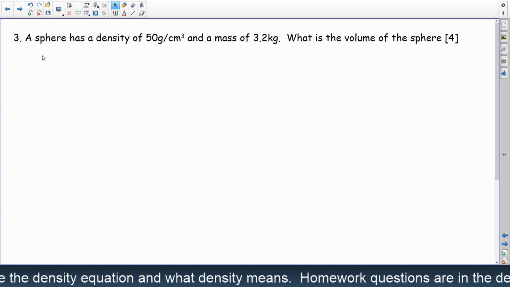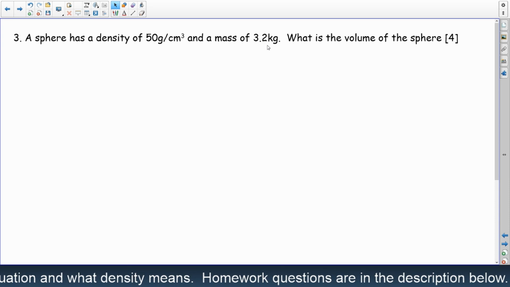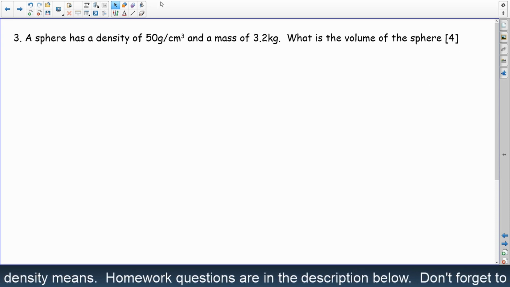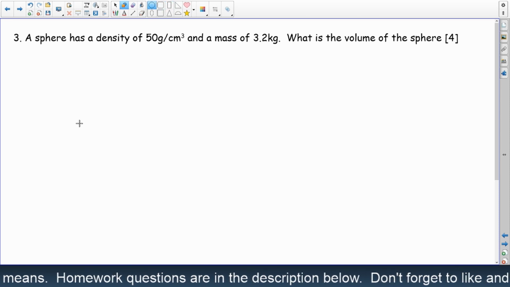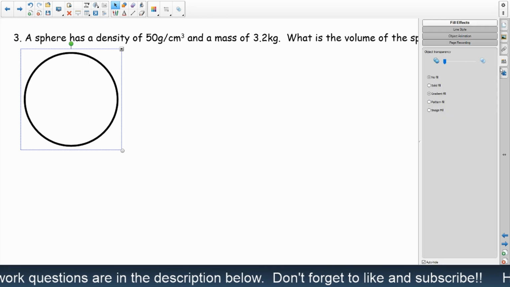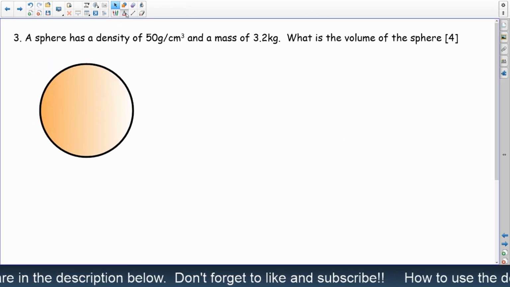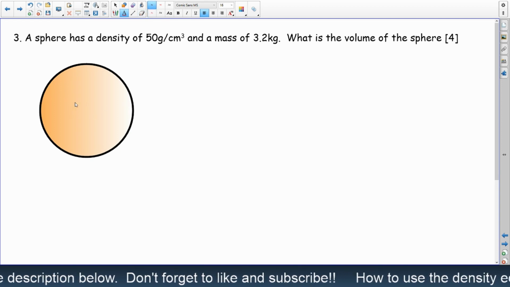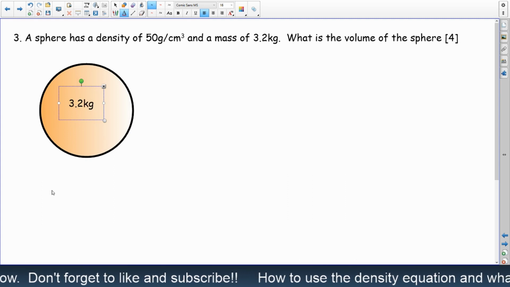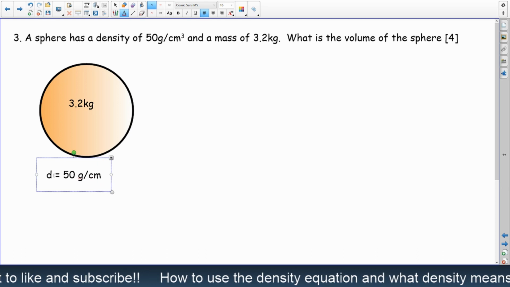In this question, we have a sphere of density 50 grams per centimeter cubed, which has a mass of 3.2 kilograms. What is the volume of the sphere? Now, I've been given 4 marks for this, so I'm expecting something a little bit tricky. Okay, so let's draw ourselves a sphere. Right, so that's a circle. Let's make it sphere-y by giving it a little bit of gradient fill. There we go. That sort of looks sphere-y. And we've been told that it's got a mass of 3.2 kilograms. So that's popping 3.2 kg in here. And we've been told that its density is equal to 50 grams per centimeter cubed.